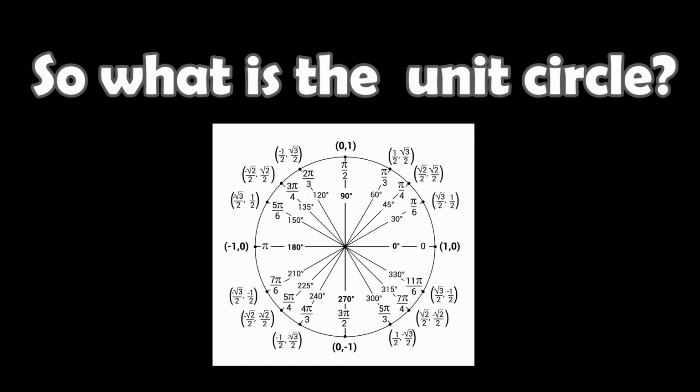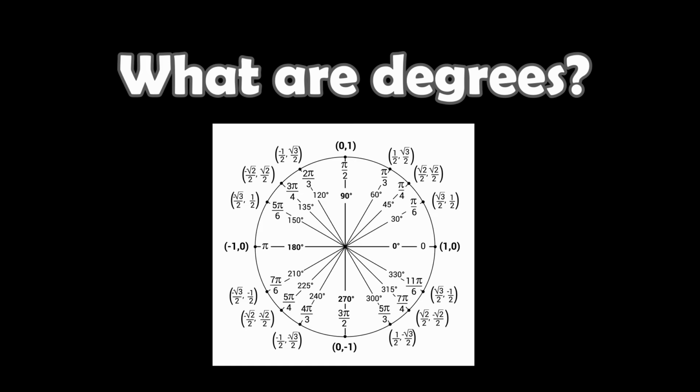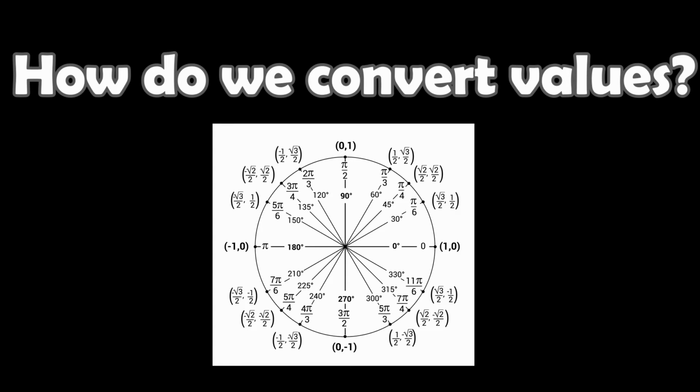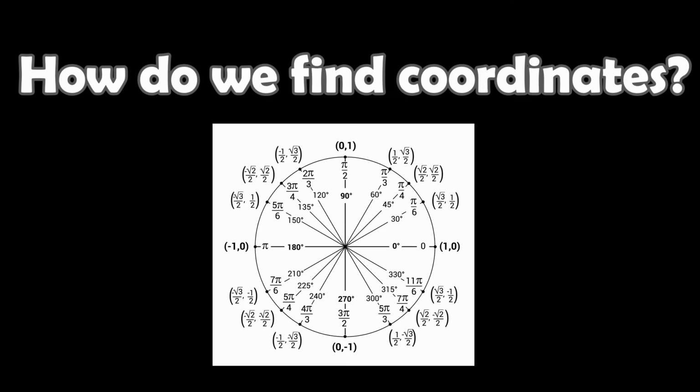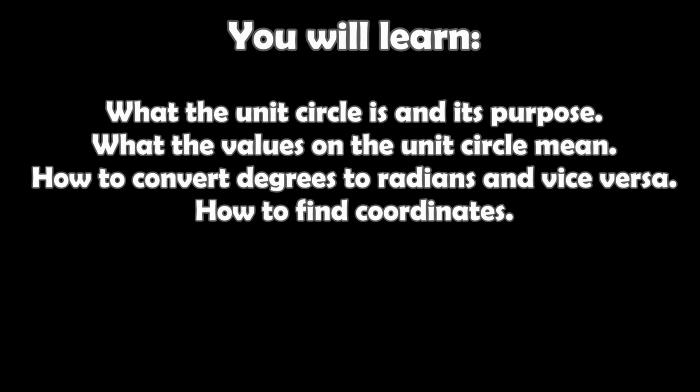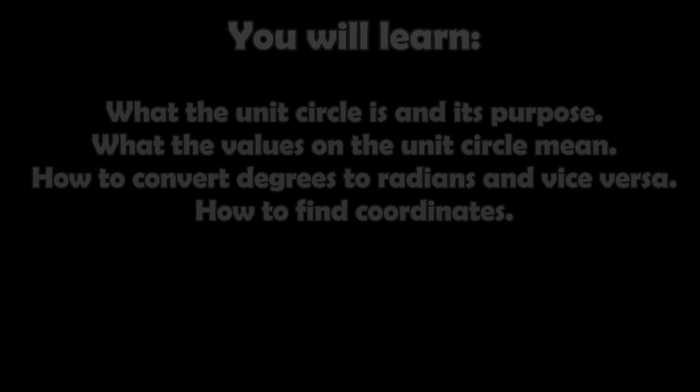So what is the unit circle? What are degrees? What are radians? How do we convert degrees to radians and vice versa? And how do we find coordinates? Well, in this video, you will learn what the unit circle is and its purpose, what the values on the unit circle mean, how to convert degrees to radians and vice versa, and how to find coordinates.